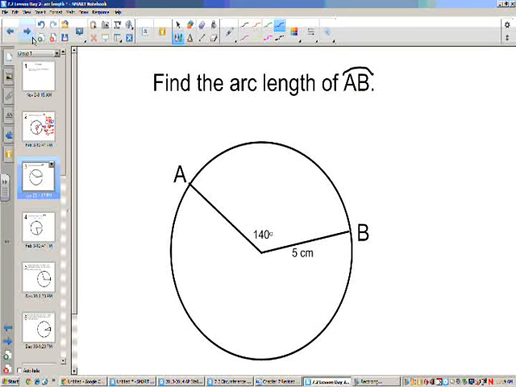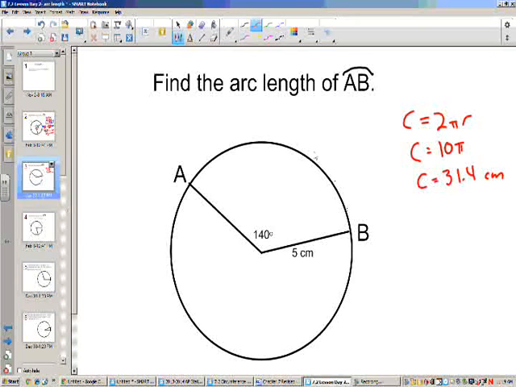Let's try another one. We want to find the arc length from A to B. Now, first, let's find the circumference. The circumference is 2 pi r, or 2 times 5, which is 10 pi. If I use 3.14, that would be 31.4 centimeters. So if the radius is 5, the distance all the way around the circle is 31.4 centimeters.